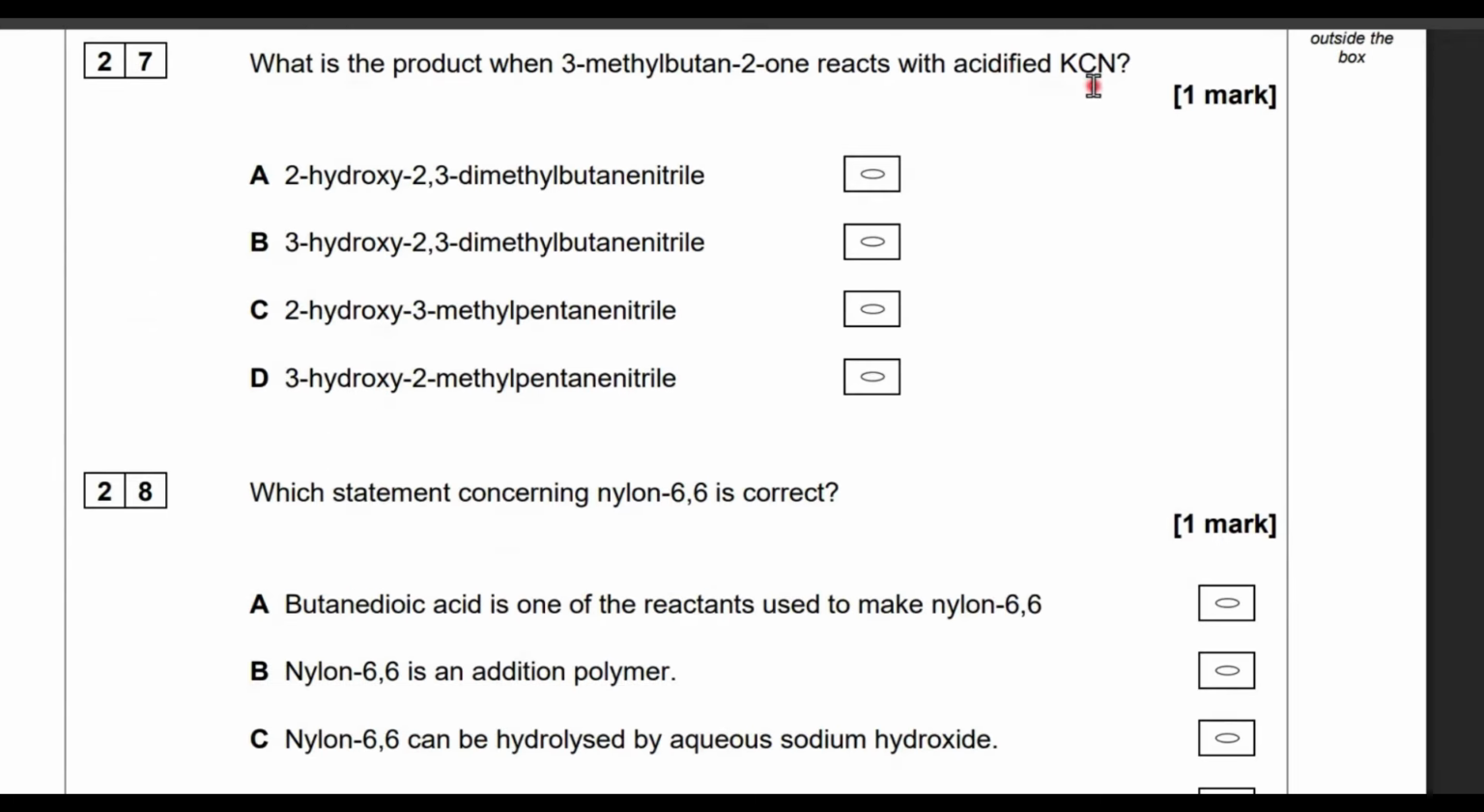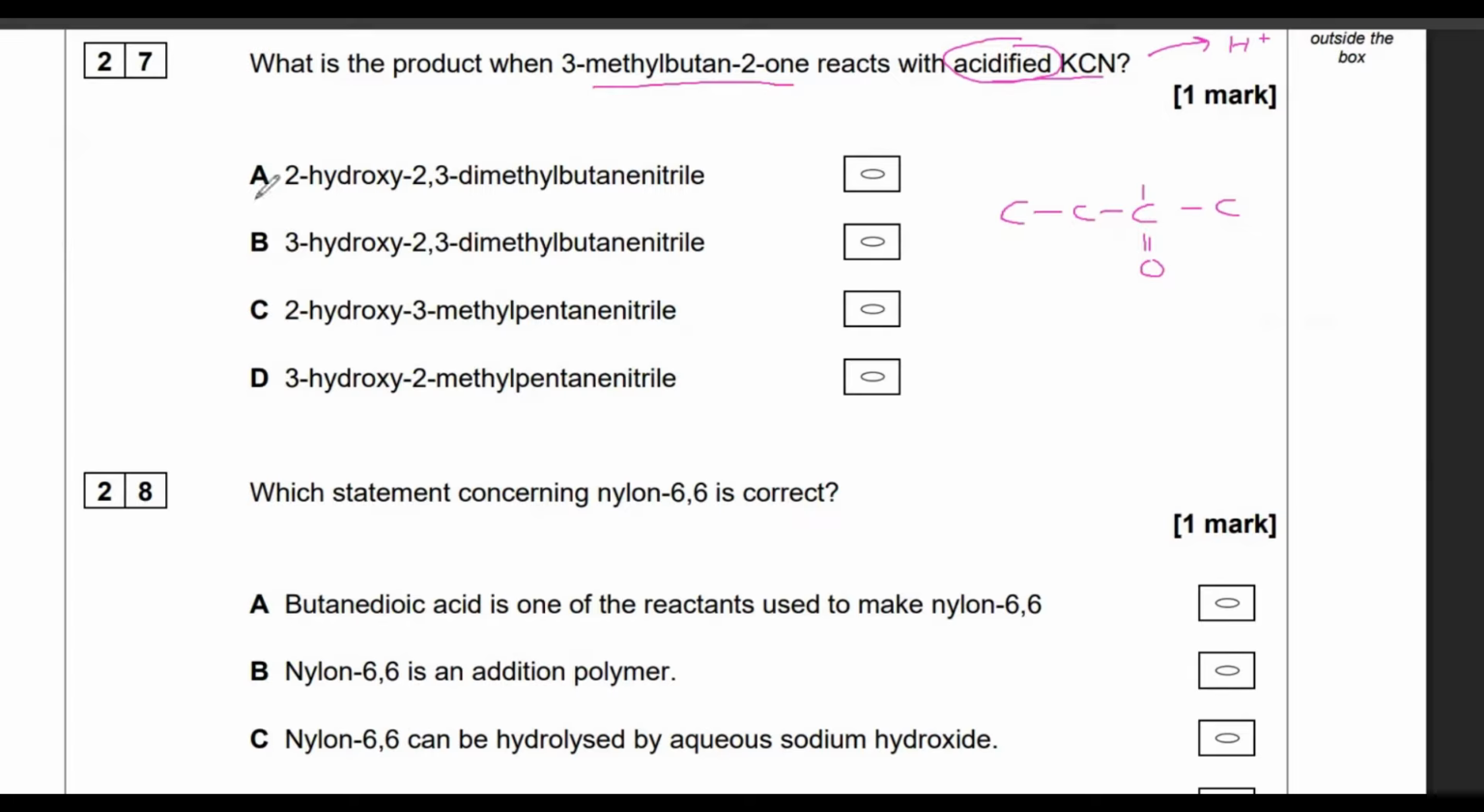What is the product when 3-methylbutan-2-one reacts with acidified KCN? So let's have a little look here. Acidified means we've got hydrogen ions. So whenever they say acidified, you've got hydrogen ions knocking about. Now, if it was HCN, you wouldn't need to acidify it, but HCN is very dangerous, so it's better to use KCN. Okay, let's check it out.